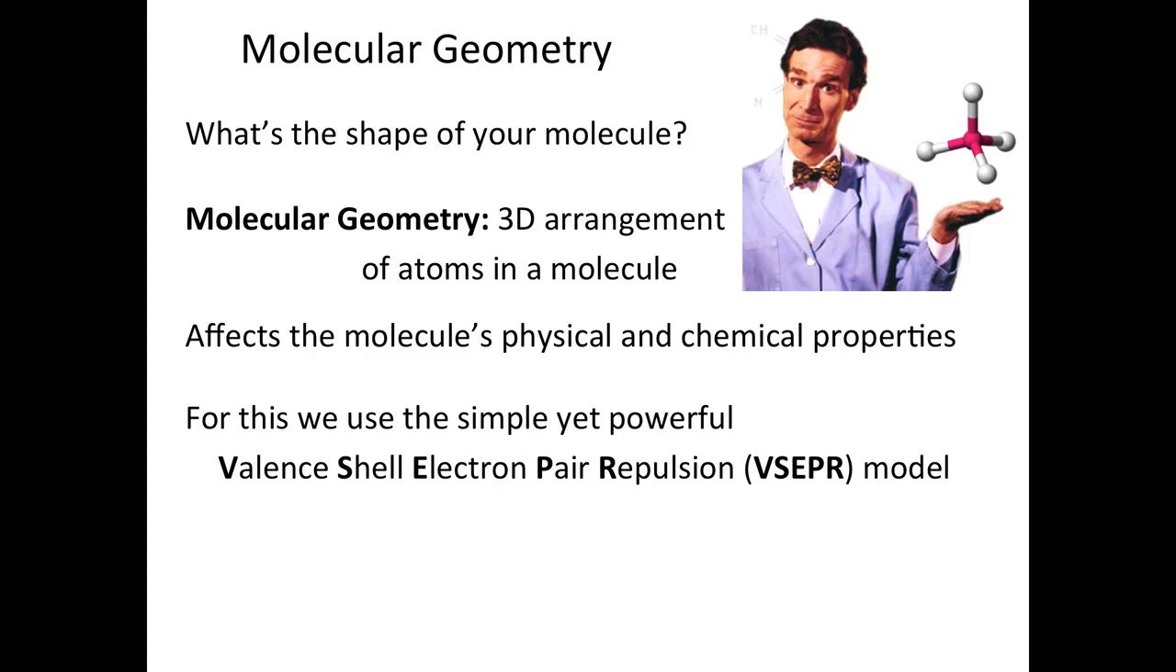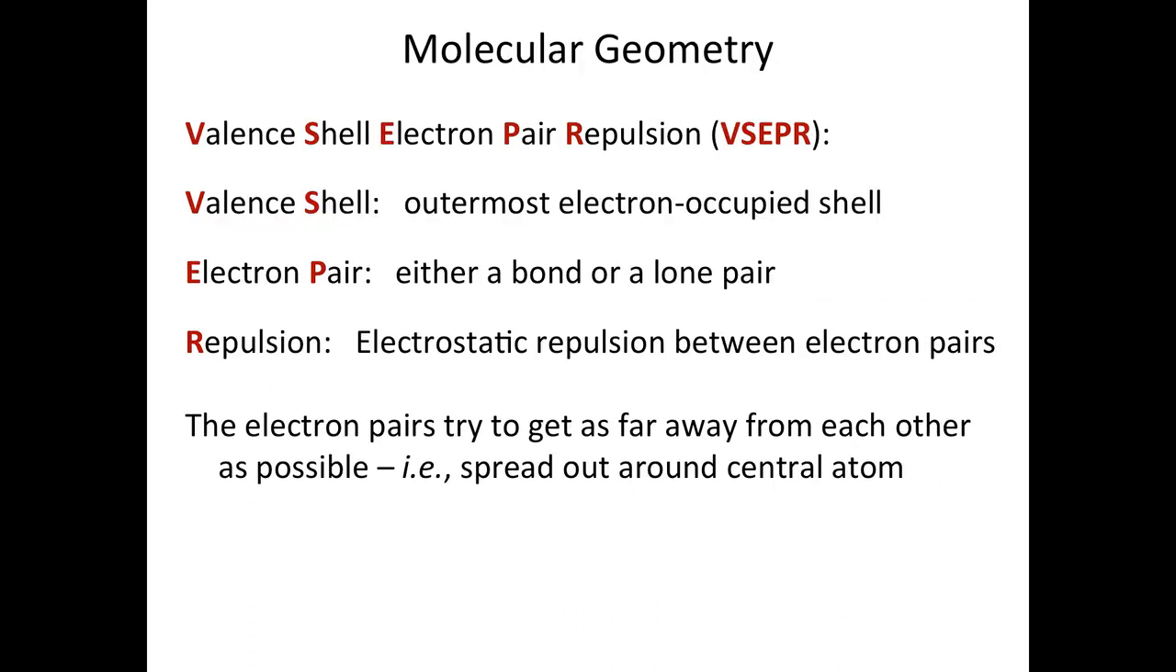Fortunately for us, there's a really simple yet really powerful model called the valence shell electron pair repulsion model, which I tend to call VSEPR because it just sounds easier to say. So what is this model? The easiest way to describe this model is by talking about the letters that make up the acronym.